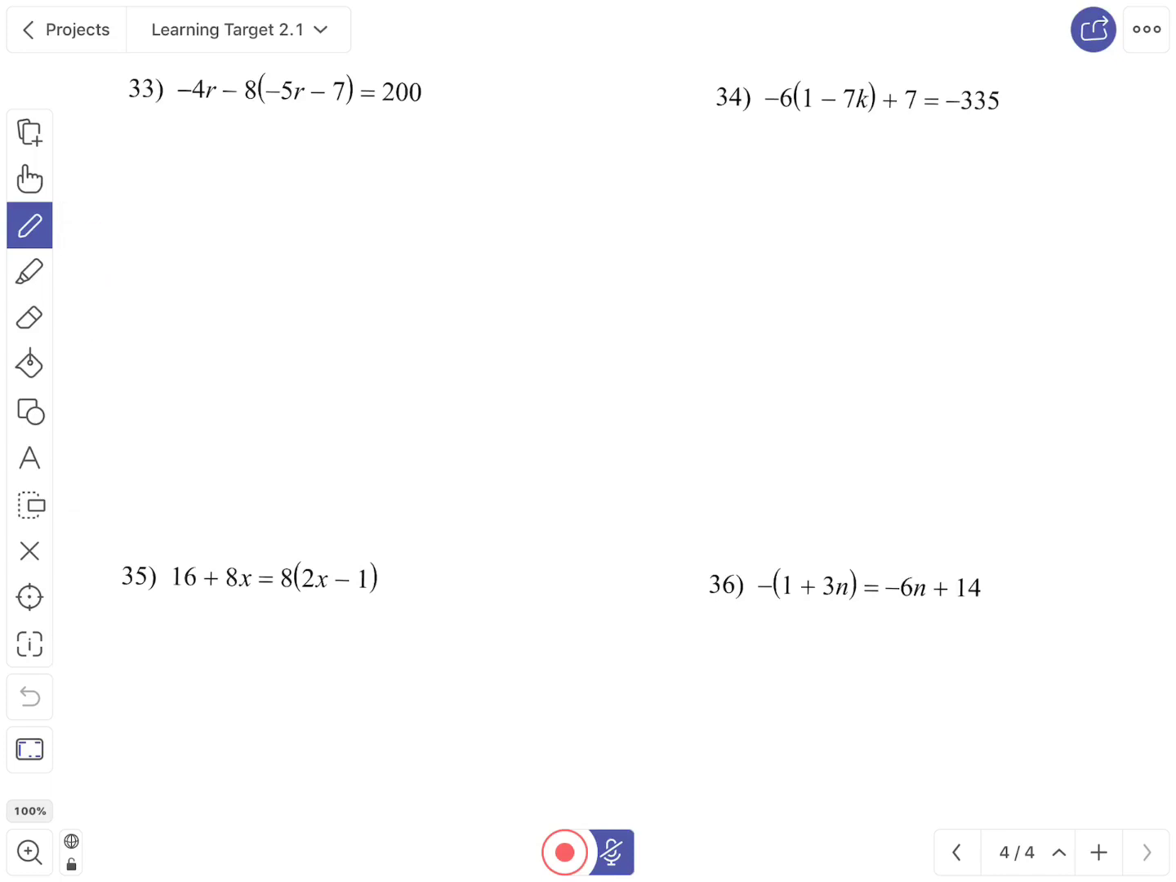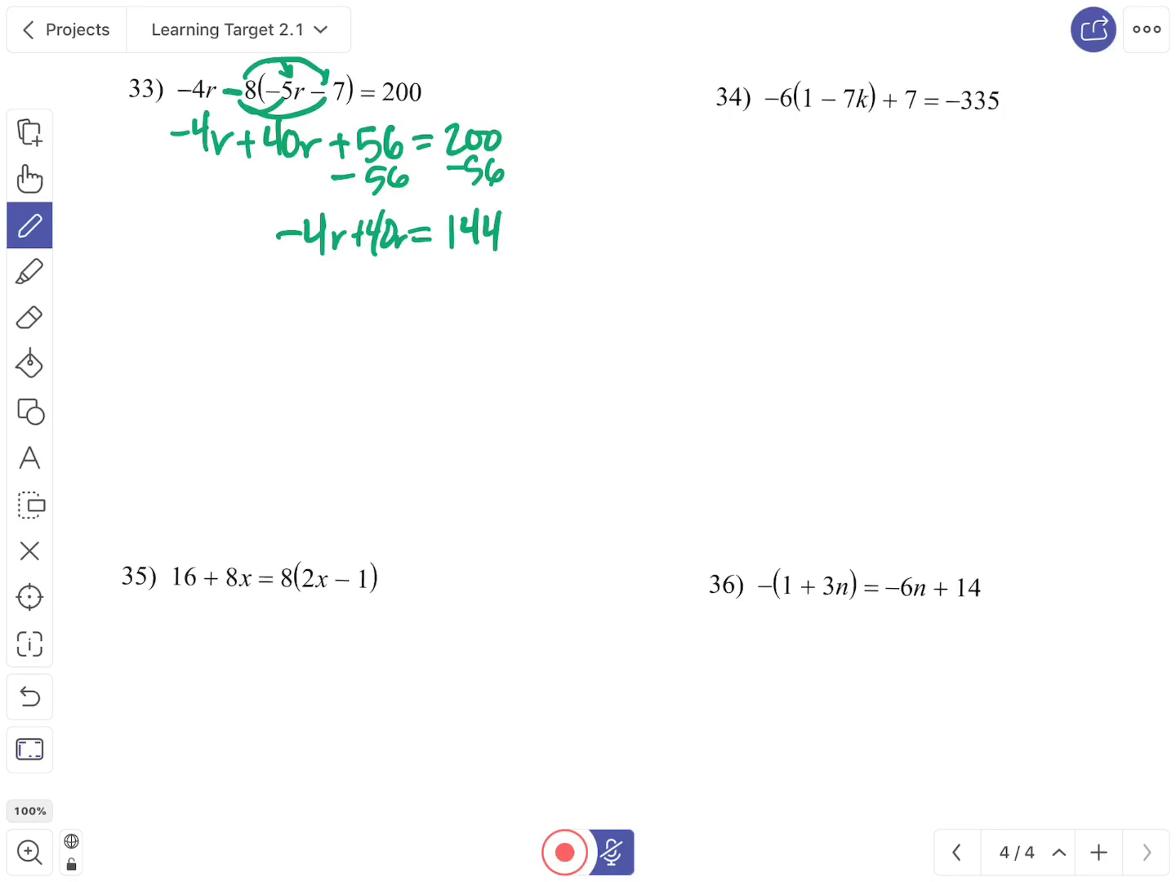So again, first step here, let's simplify by doing distribution. Now, a -8 means we take that as a -8. So -8 times -5 is going to be a positive 40r. -8 times -7, positive 56, equals 200. So I could start by subtracting 56 from both sides, which would give me 144 equals -4r plus 40r. -4 plus 40 would give us positive 36r equals 144. Divide by 36, and I believe r equals 4.